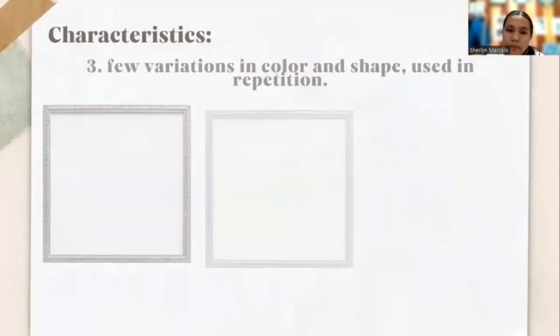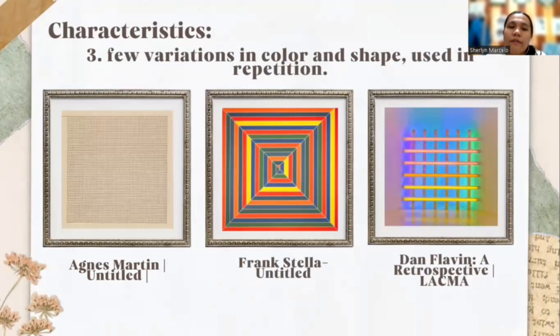Next. Few variations in color and shape used in repetition. So, sa minimalism art, nauulit yung shape, yung color, and yung variation. For example is this one by Agnes Martin. So, kung makikita nyo dyan, ang color niya lang is pink and black. Tapos, yung shape, grid lines lang talaga siya na vertical and horizontal.